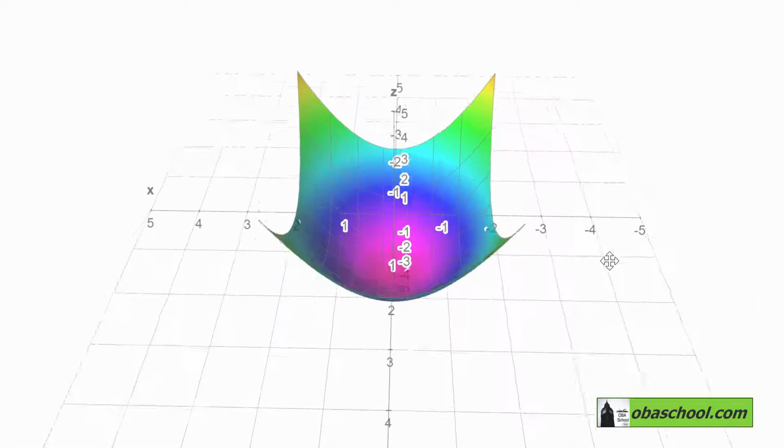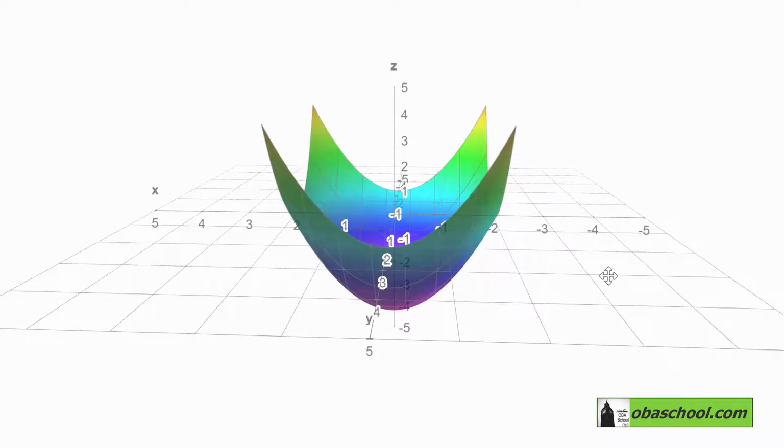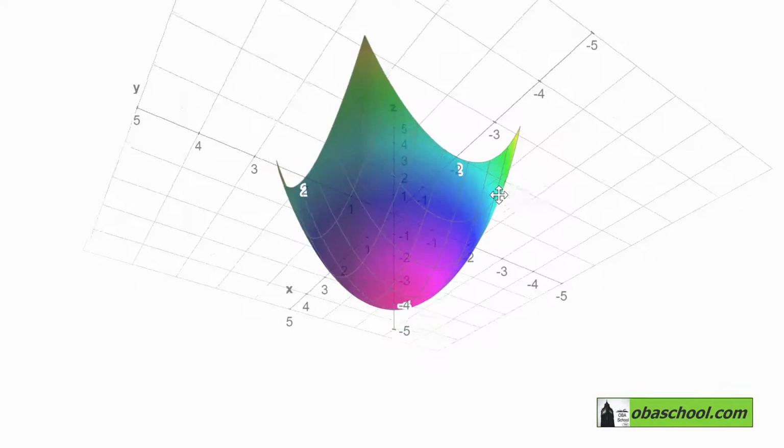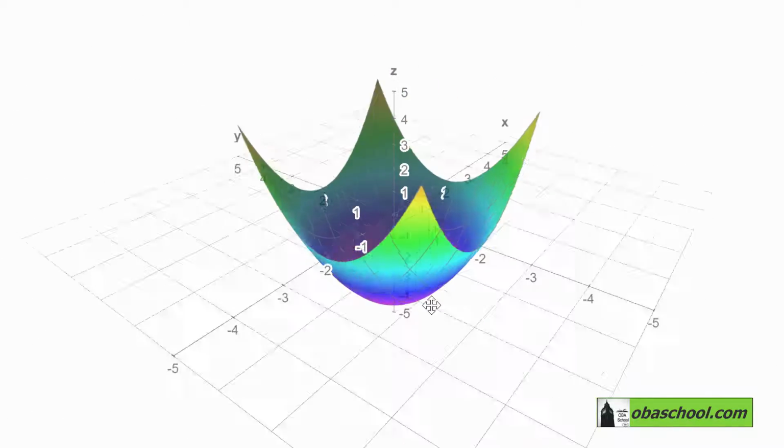So here's a look at this one. We can move around and look at it from on top, and we can then look at it from underneath, and we can see it is indeed a minimum in every direction.